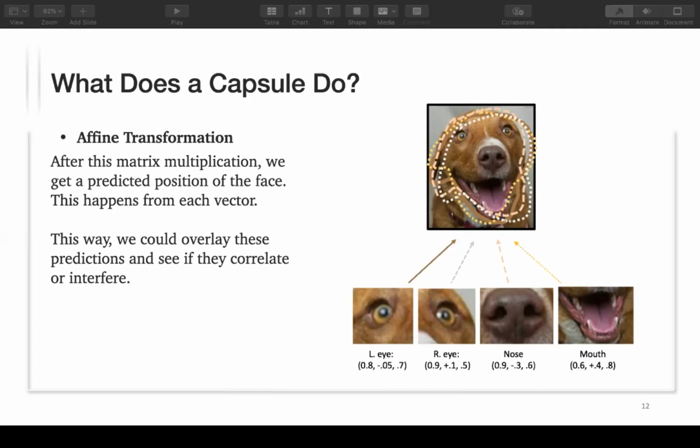There's no classification. So I really cannot get it. So this is 0.8. What do these semantics really mean? So the left eye, the vector is 0.8, minus 0.5, and 0.7, right? So why these numbers? Why do these numbers matter? And what is the meaning of that?